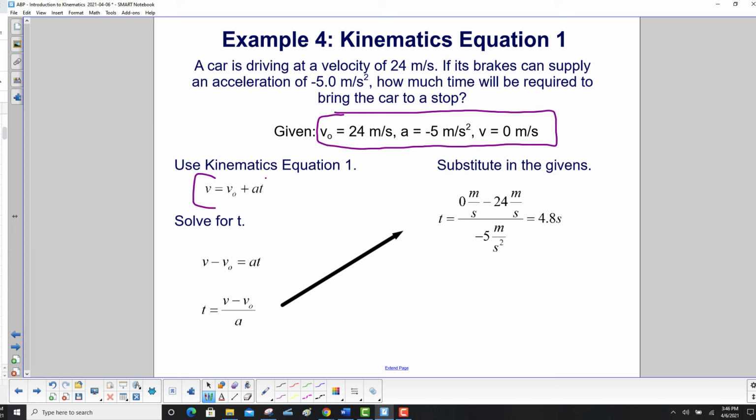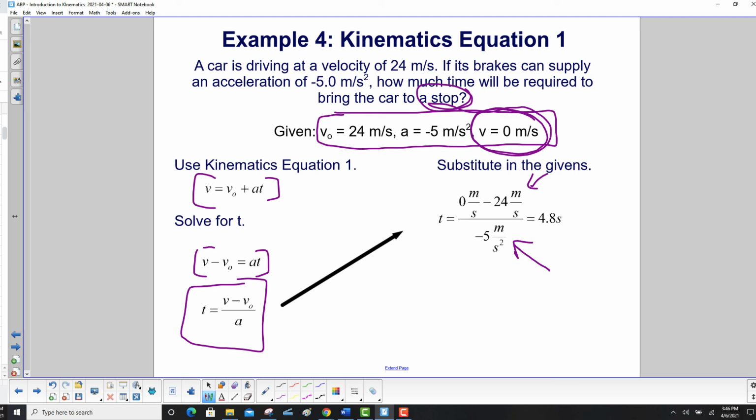So we have Kinematics Equation 1. We're looking to solve for time. So we start by subtracting v0 from both sides, then divide both sides by acceleration and reverse the equation. So we have t on the left. We get t as v minus v0 over a. Now we substitute in the givens. Our final velocity, again, that was a code here. Bring the car to a stop. They never said your final velocity was 0, but when you're stopped, your final velocity is 0 meters per second. So we have 0 meters per second minus 24 meters per second over -5 meters per second squared. What's nice is you have a negative in the denominator and a negative in the numerator, so that will cancel out and you'll get a positive time, which is very good. So you have a time of 4.8 seconds.